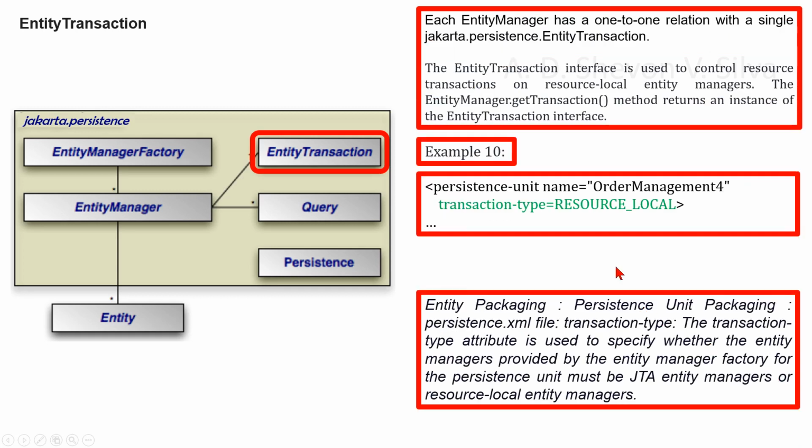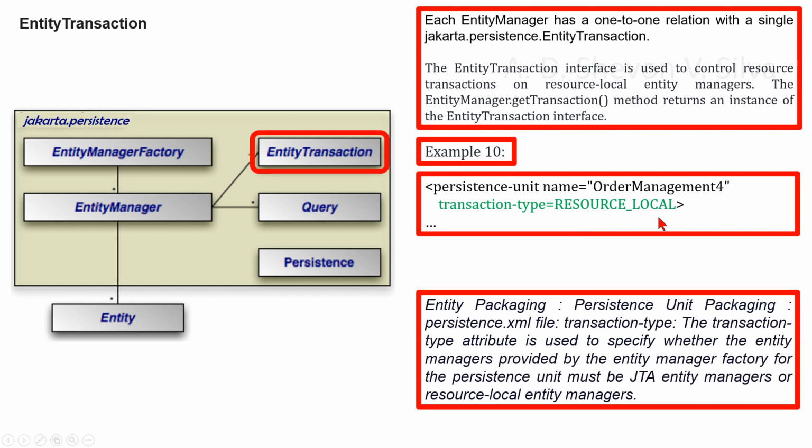Now we are considering the transaction type attribute in the persistence.xml file, in persistence unit packaging. The transaction type attribute is used to specify whether the entity managers provided by the entity manager factory for the persistence unit must be JTA entity managers or resource local entity managers. The value of this element is JTA or RESOURCE_LOCAL.